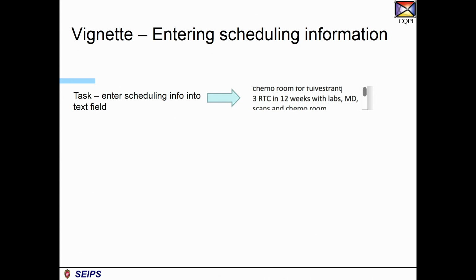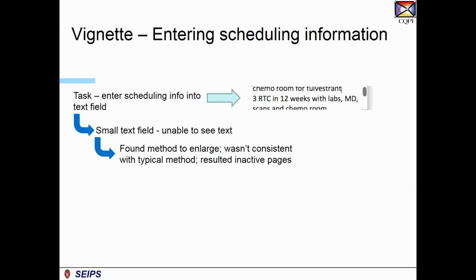And I'm not minimizing this, this was a tremendous issue for the team. So small text field, unable to see the text. We finally found a method to enlarge it, but it wasn't consistent with the typical method for enlarging, so there's a lack of consistency here. But even if you enlarged it, so you said, okay, it's an interface issue, I'm just going to have this box easily enlarged and make it consistent, the problem was it resulted in the pages that she needed to get information from being inactive. So she couldn't jump back and forth to the different pages that she needed to catch the information from.